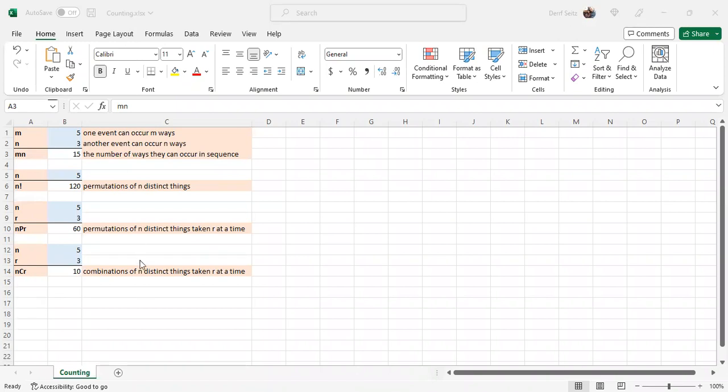Counting. Counting is essential for calculating probabilities. This spreadsheet contains 4 different counting scenarios that are common.